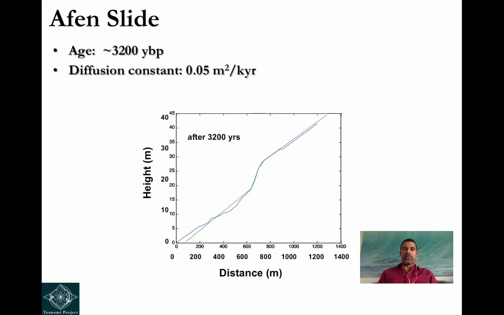1,600 years. 3,200 years is my best fit. If I keep going much past that, it goes a little bit lower and doesn't fit quite as well. So that's using a diffusion constant of 0.05 meters squared per 1,000 years. This is a 10 to 100 times slower diffusion rate than anything you see on land. But, sorry, I digress.